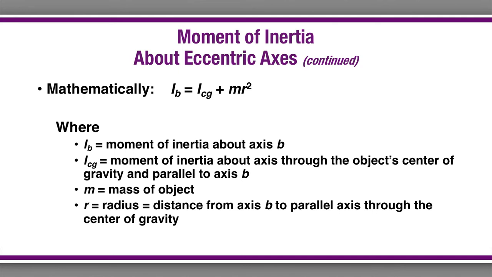Mathematically defining moment of inertia about an eccentric axis looks a little bit different, because you're going to take the moment of inertia about an axis B, or about that eccentric axis, and you're going to equal that to the moment of inertia about the axis through the object's center of gravity, which is also going to be parallel to axis B, plus the mass of the object times the radius, or the distance from axis B to the parallel axis through the center of gravity, and of course that radius is going to be squared.